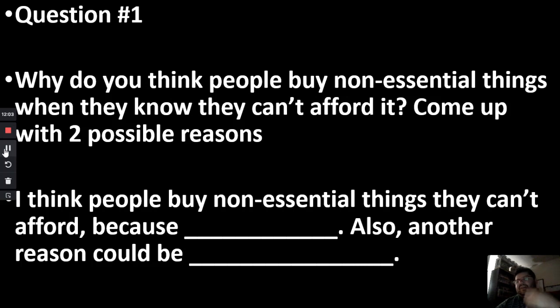Someone's like, "Oh, I'm gonna buy a 78-inch TV." Why? You live in a studio apartment. It's a tiny little place. Why would you need a big old TV like that? It's going to take up basically half your apartment. You know? So why do you think people buy things that are non-essential when they can't afford it?